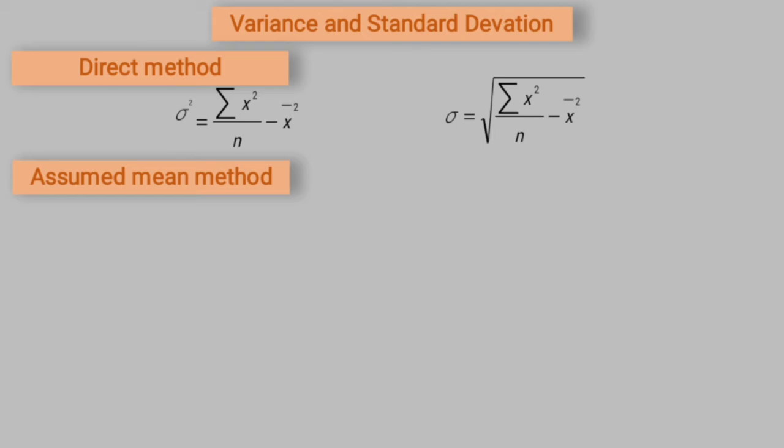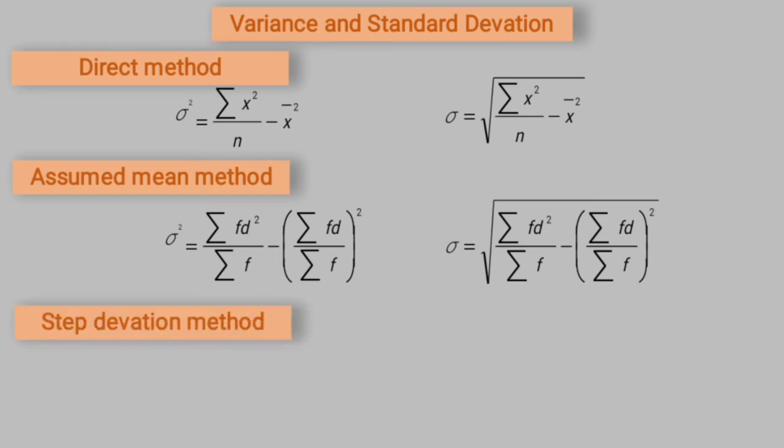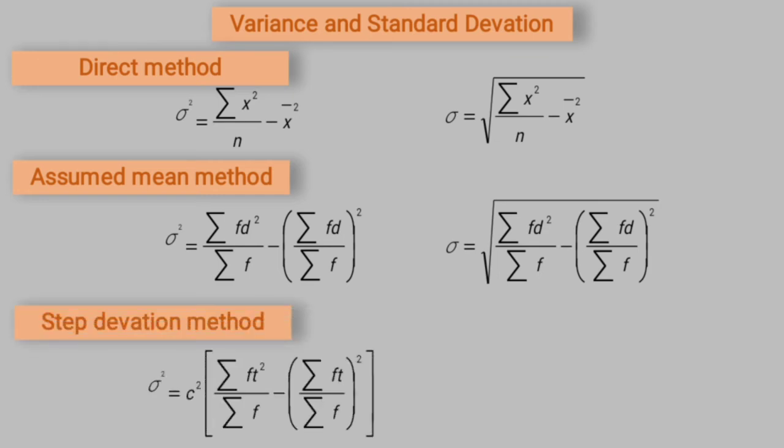And for the assumed mean method, that is where we have converted x to d, I will get sigma fd square by sigma f minus sigma fd by sigma f the whole square. And for the standard deviation, I have to take the square root. Now for the step deviation method, it is the same formula, but here x is changed to t. Then I am getting the c. C is nothing but the constant by which we divided, right? In the same way, here I have taken c square.